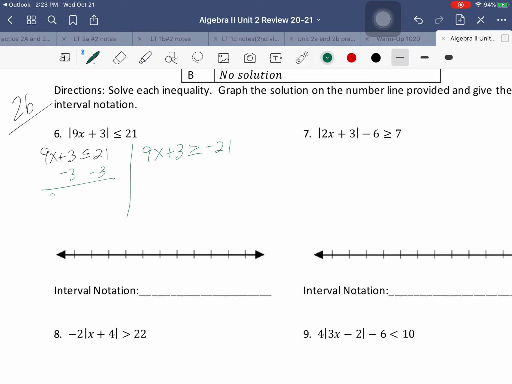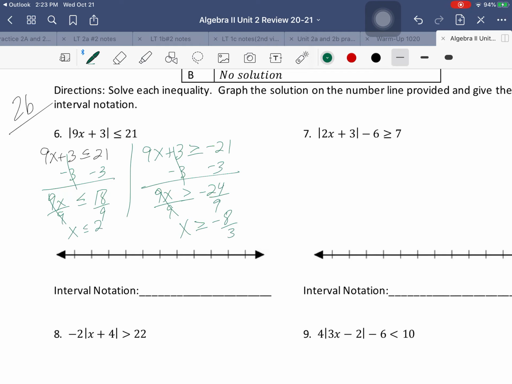I'm jumping right into it, solving. 18 divided by 9, divided by 9. X is less than or equal to 2. And on the right side, I'm going to solve them both first. -24 divided by 9. Oh boy. -24 over 9 reduces down to -8 over 3.